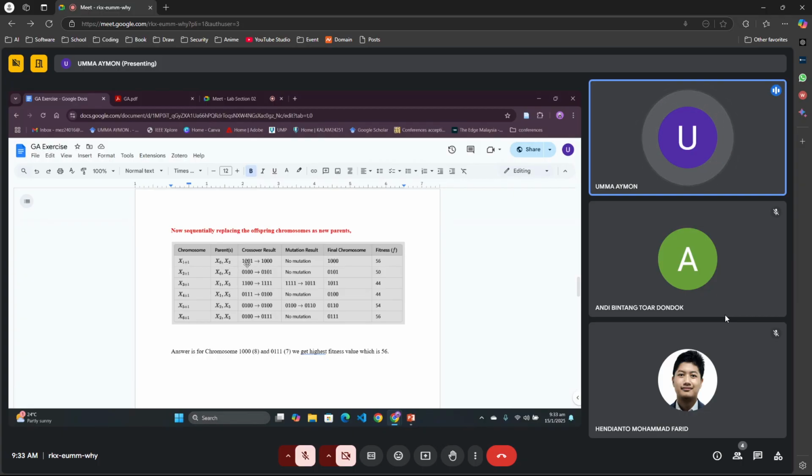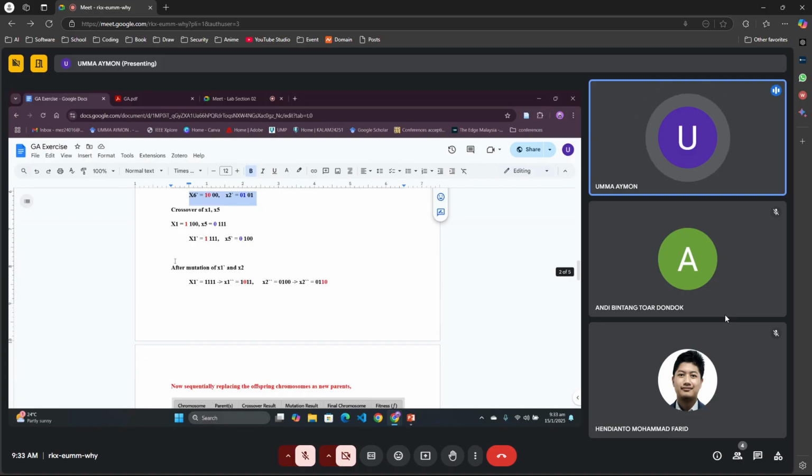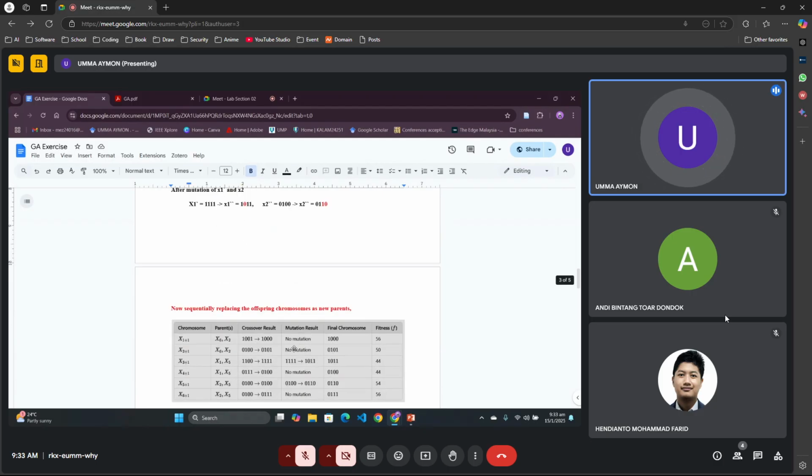And as for the parents, the parents were x6 and x2. x6 was initially 1001. We do crossover and we get 1000, no mutation. For x2 it was 0111. After crossover we get 0101. We didn't do any mutation, so it is the same. And from x1 and x5, crossover of x1 and x5, we get 1111 and 0100. Yeah, 1111, but we did mutation once, which is why it became 1011. And for the next one, no mutation, so straight 0100.